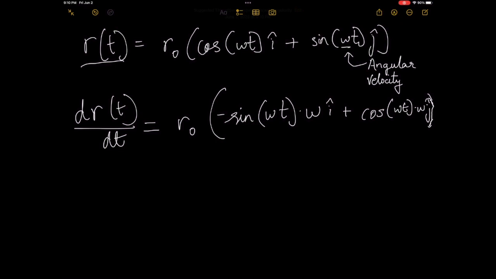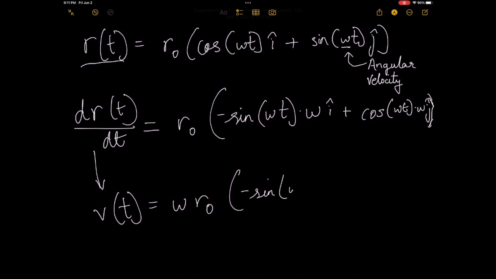And so, as you can see, we can actually take out an omega here. So the velocity is equal to omega r0 times negative sine omega t in the i hat direction plus cosine omega t in the j hat direction.